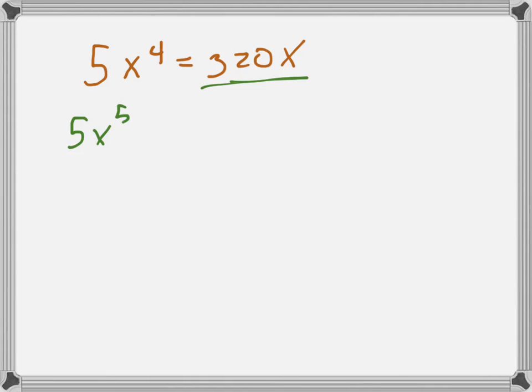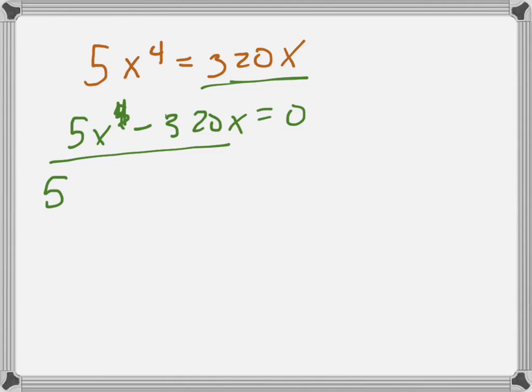So 5x to the fourth minus 320x equals 0. Now the zero product property says factor it, and then all the different factors, set them each equal to 0. So the first thing I'm going to factor out is a 5 and an x. And when I do that, I'm going to get x cubed minus 64, which is nice because now I have a difference of perfect cubes.